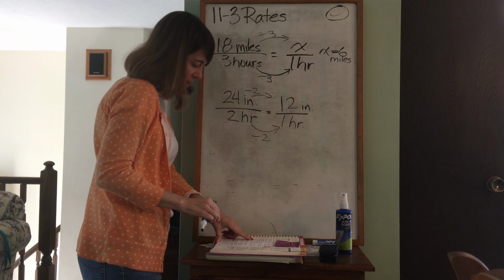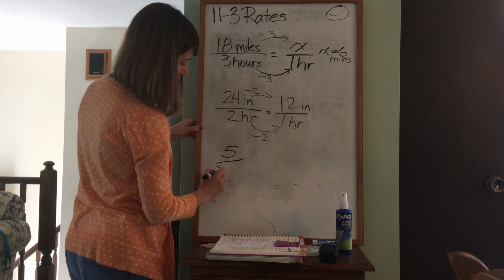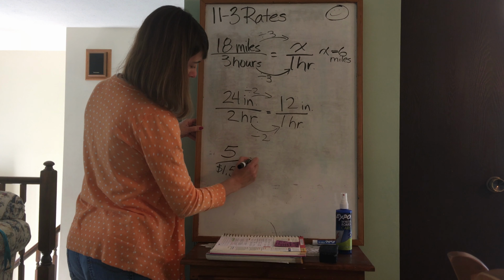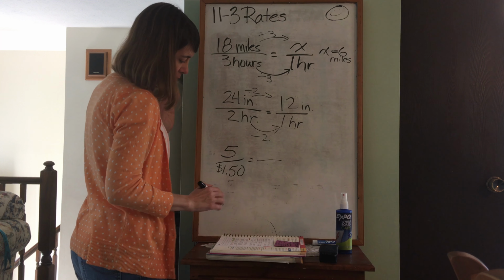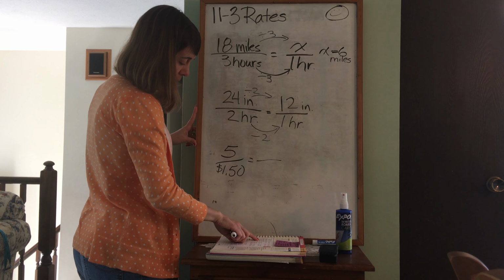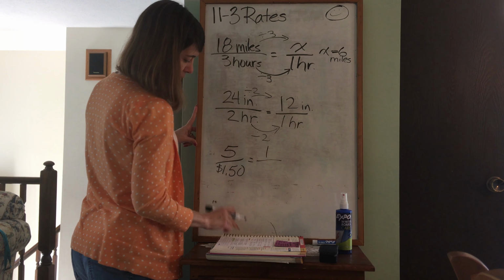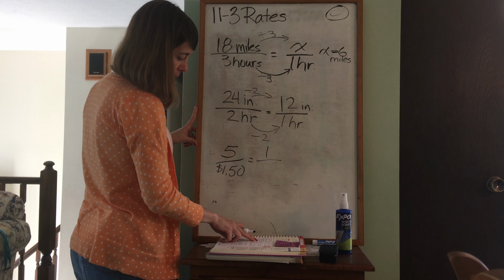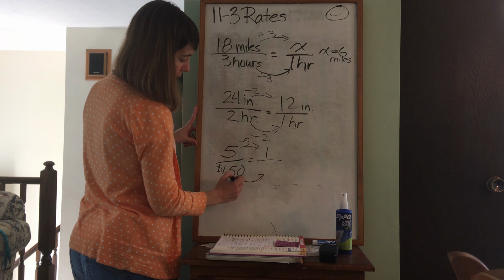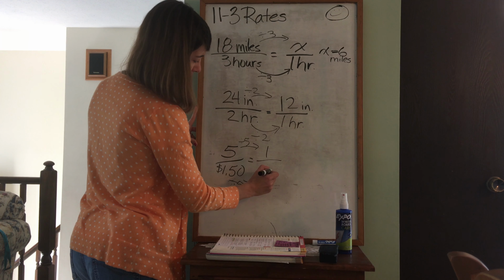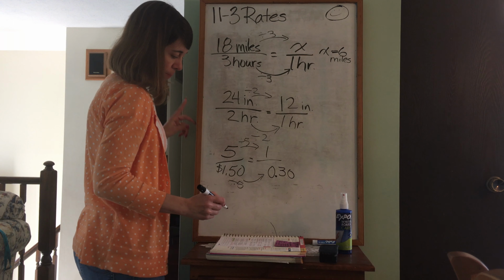Let's do it again with number 10. 5 envelopes for $1.50. And then in this case, we want to go to 1 envelope here. And so that'll tell us the price of 1 envelope. So we divide by 5 here, we divide by 5 here, and this would give us 30 cents per envelope.